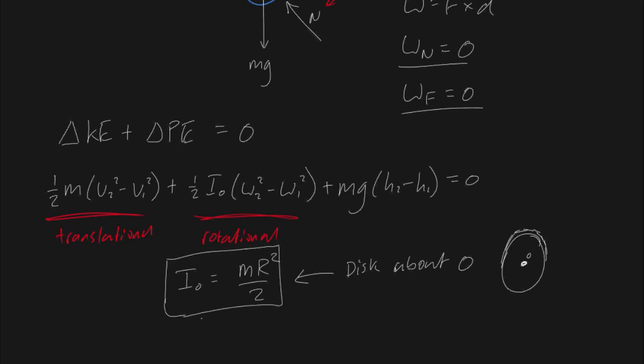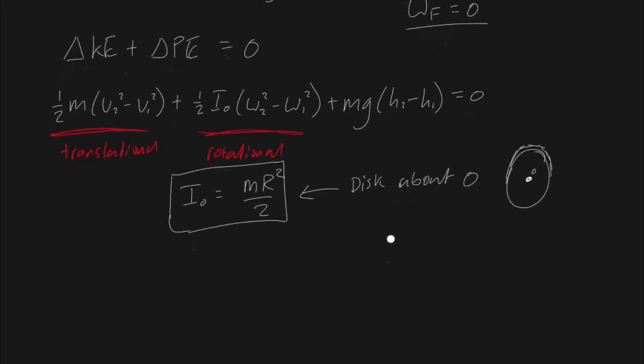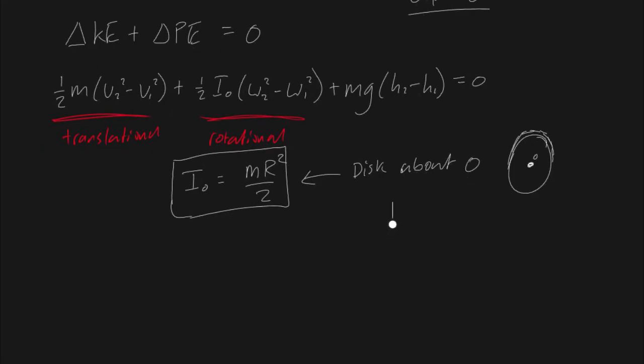Now this becomes a matter of solving for v1, v2, omega 1, omega 2, h2, and h1. So let's do this. First of all, v2, we have no idea what that is. That's what we're trying to solve. But we do know what v1 is. We know that's just 30 meters per second. I wrote that in the question.